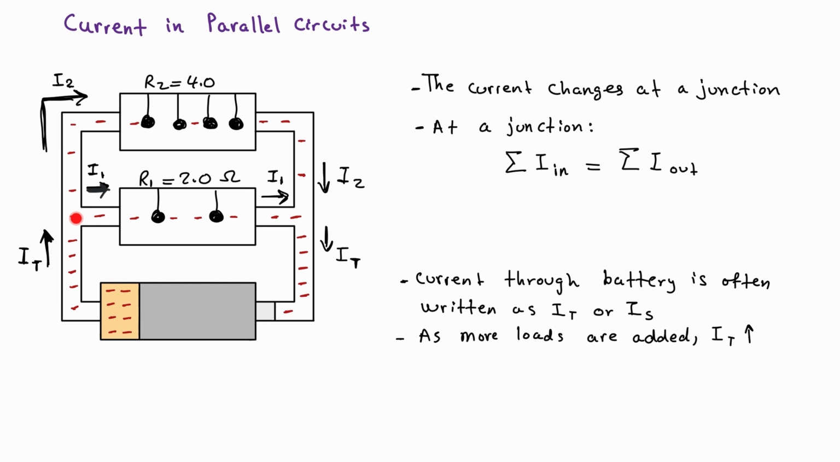At a junction, current changes. And the way we write that is that at every junction, the current that goes into the junction will equal the current that's coming out of a junction. And let's do some calculation in this one just to show you how this is.